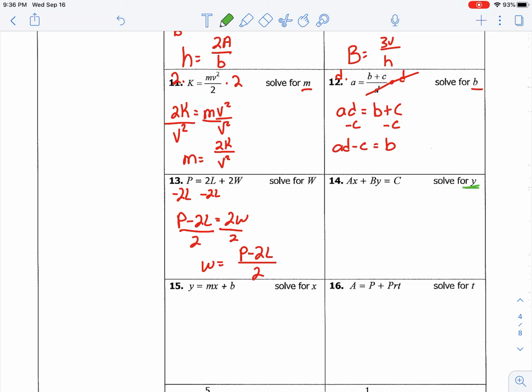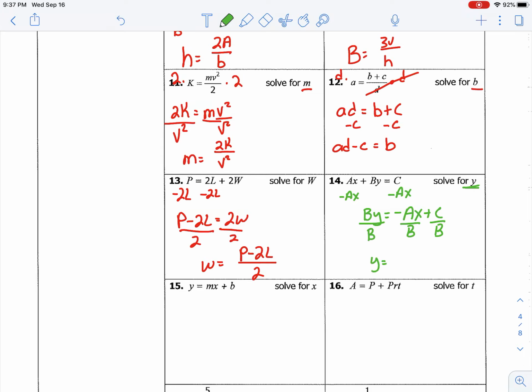Solving for Y. We'll see this one again, guarantee you. So we're going to subtract the AX over. So we're going to get BY is equal to, we could write this as C minus AX, or we could go negative AX plus C, whichever way you want to do that. And then we'll divide the B out of there.